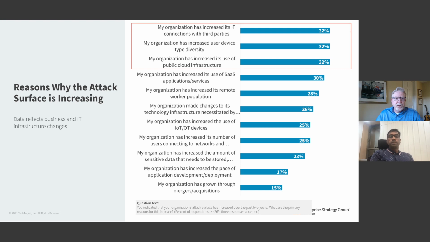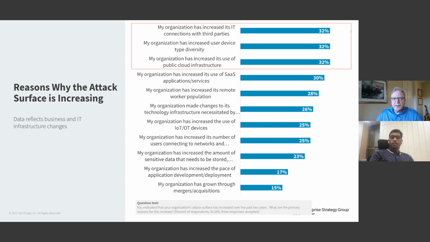So some more details about why this is happening. I mentioned the connections with third parties. That sits right at the top of the list. I mentioned user device diversity. I don't know about you, but I use many devices now every day in my world. And I also connect to many different applications inside the context of my organization, but also outside, third-party SaaS applications as well.